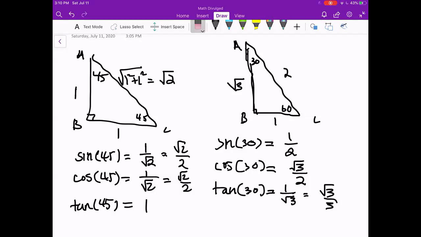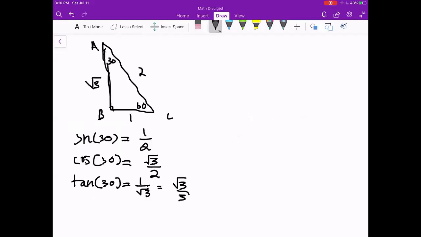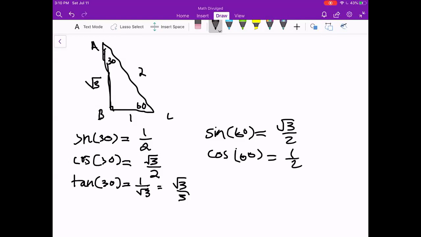And similarly, let's talk about the 60-degree angle. So sine of 60, I think you get the hang of this by now, so let me just move a bit faster. Cosine of 60 is just 1 over 2. And tangent of 60 is equal to root 3.